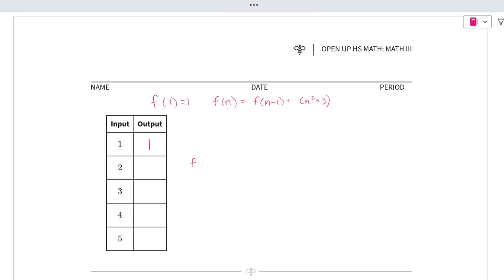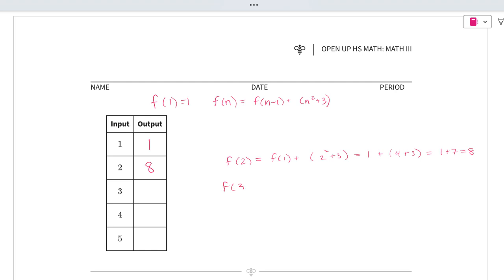So let's find our f of 2. I'm going to give us a little space to check. So f of 2, well, 2 minus 1 means we're going to use our value from f of 1, 2 squared plus 3. So instead of n, I'm going to write 2 squared plus 3. So our value for f of 1 was 1. 1 plus 4 plus 3. That gives us 1 plus 7, or 8.